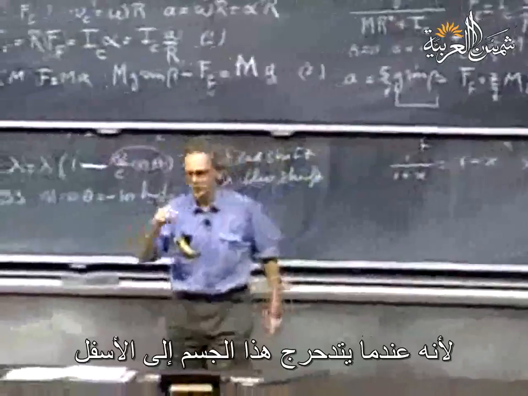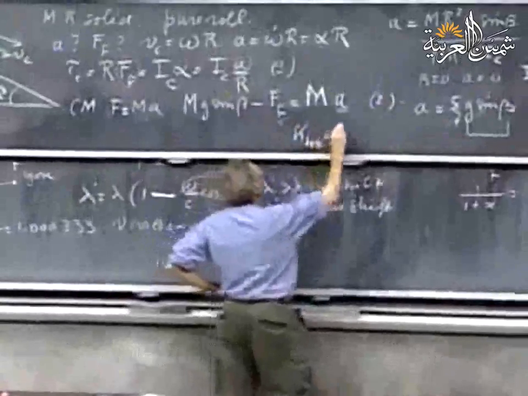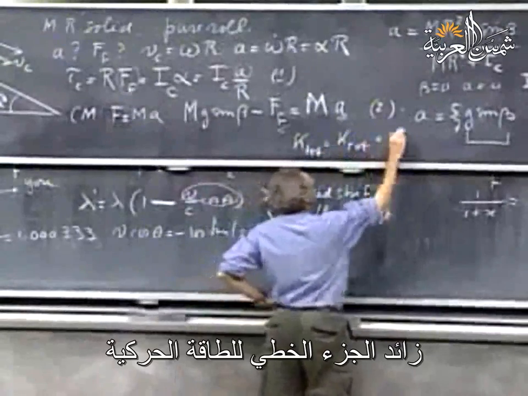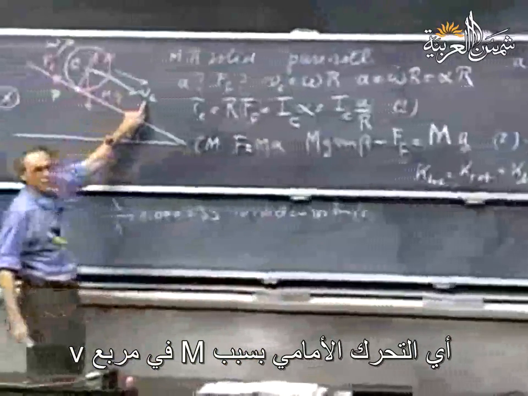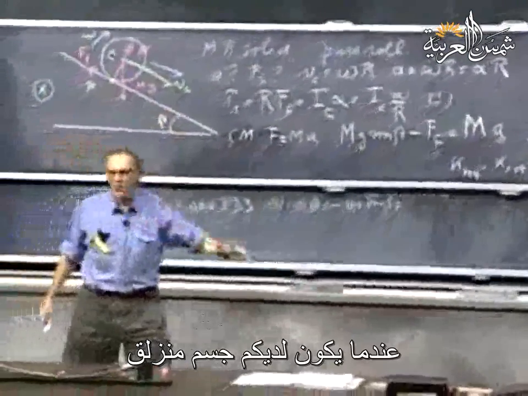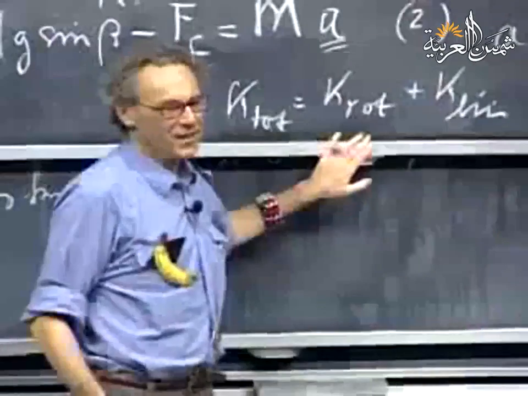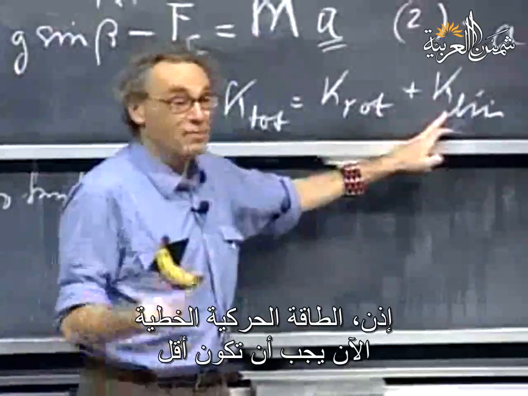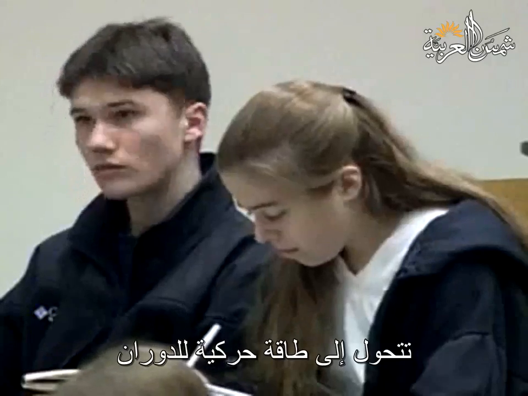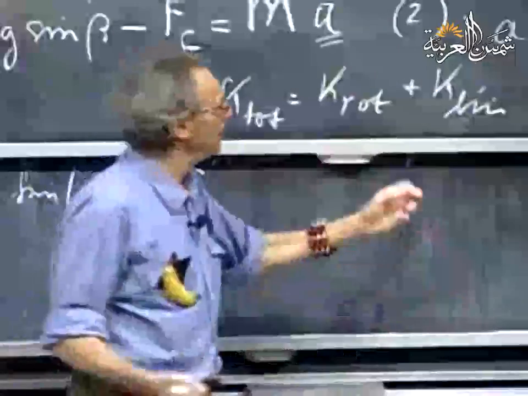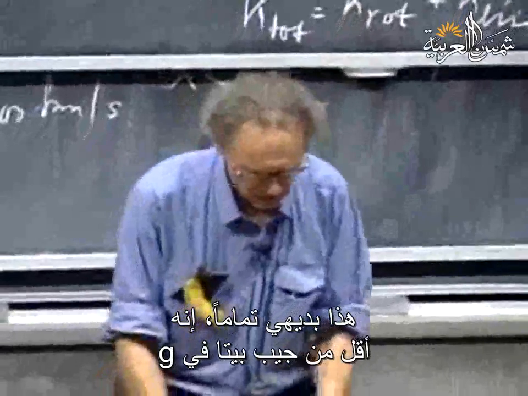It's obvious. Because when this object comes rolling down, the total kinetic energy is the kinetic energy of rotation plus the linear portion of the kinetic energy, the forward motion due to this 1/2 mv squared. When you have a sliding object, there is only the linear component. There is no rotational kinetic energy. So now the linear kinetic energy must be lower, because some gravitational potential energy goes into rotational kinetic energy. And so it must go slower, and so the acceleration must be less. It's completely intuitive that it is less than g sine beta.